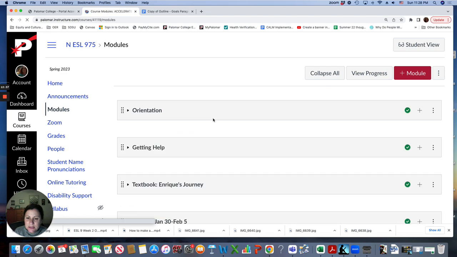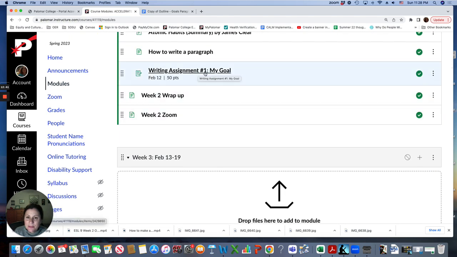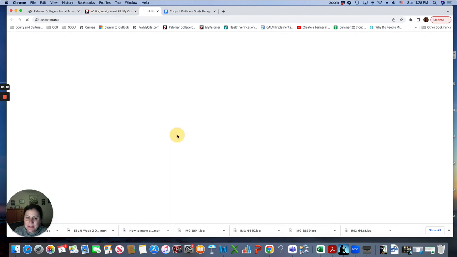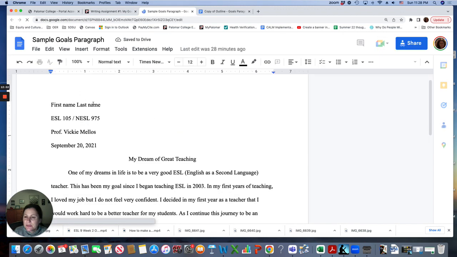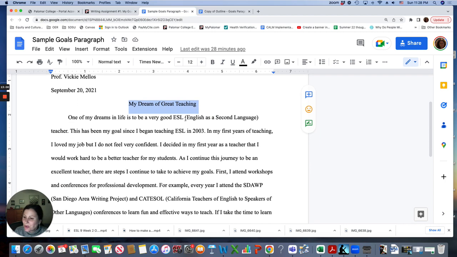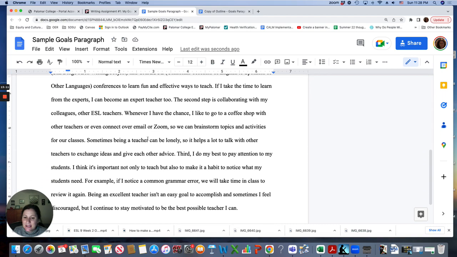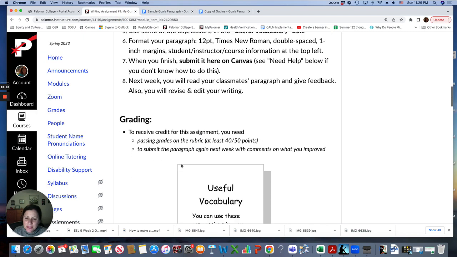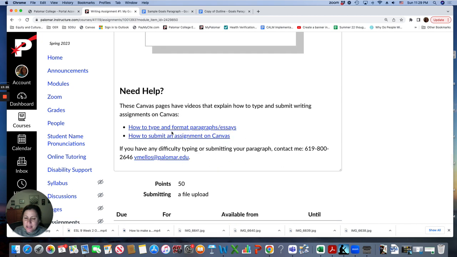Oh, I forgot to mention. For the paragraph, the writing assignment one, my goal, I have an example here. Yeah, so you want to put your first name, your last name, the class, my name, the date, a title. What's your goal? What's your dream? And then to start your paragraph, indent half an inch, or press the tab key, and so this is how it can look. You can use Times New Roman and 12-point font. Okay, and there's also some videos down here that explain how to type and format, how to submit your paragraph on Canvas.